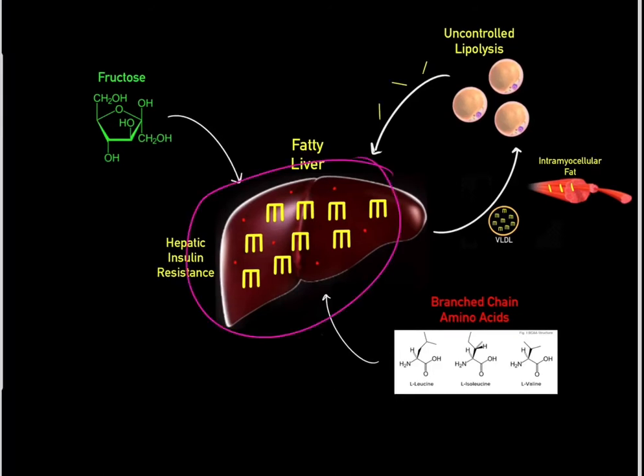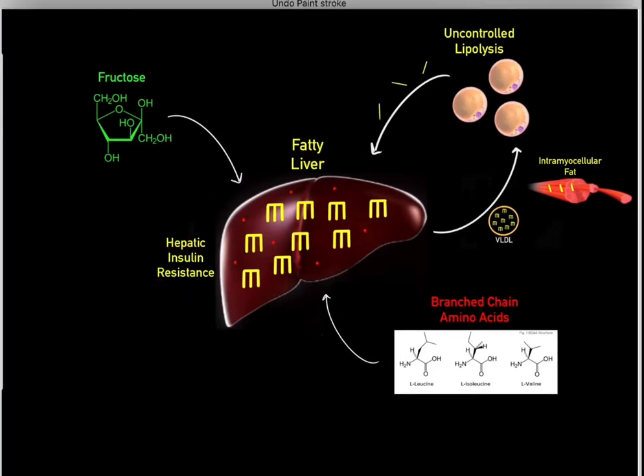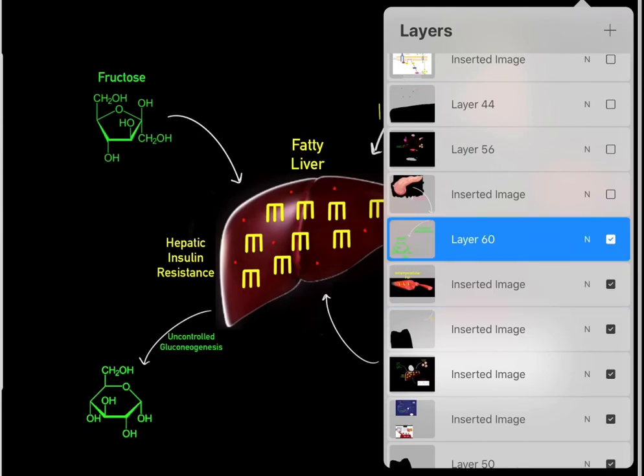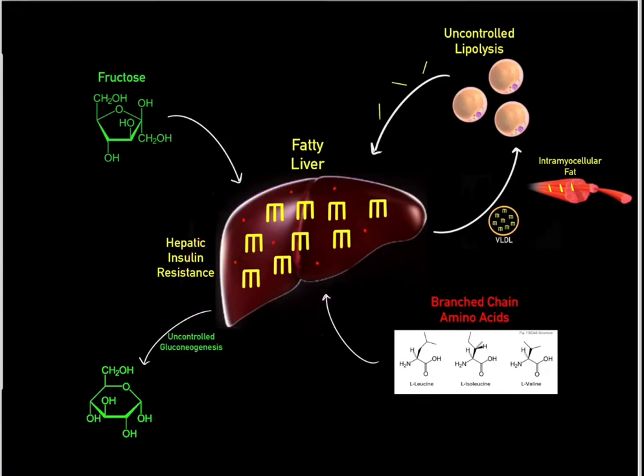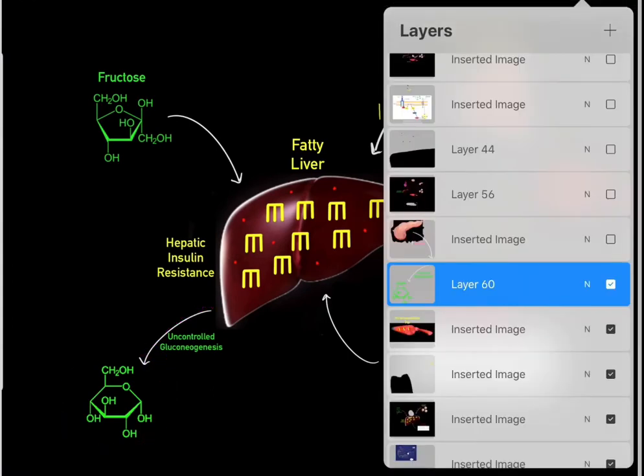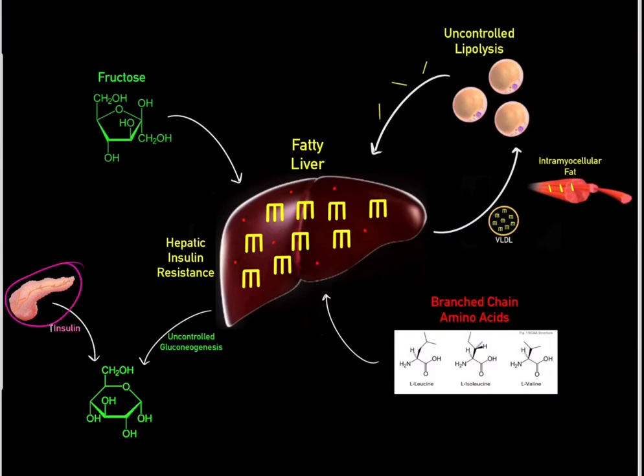But remember, these hepatocytes are also insulin resistant. So that's going to lead to uncontrolled gluconeogenesis, because remember, normally insulin inhibits gluconeogenesis. But because these hepatocytes are resistant to insulin, they're not going to listen to insulin, so they're going to go through uncontrolled gluconeogenesis, increasing the blood glucose levels. So that's going to lead to the pancreas responding and compensating by increasing the insulin levels.